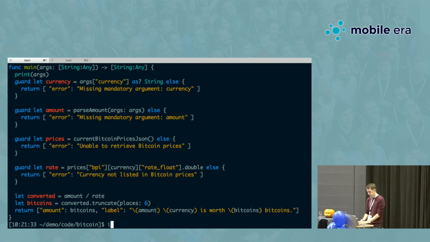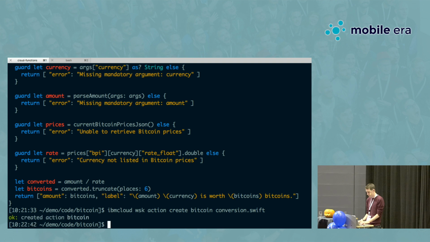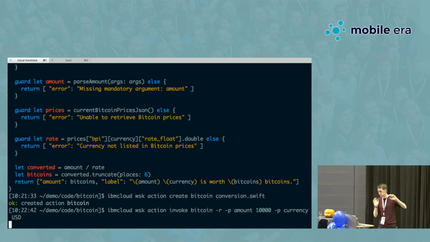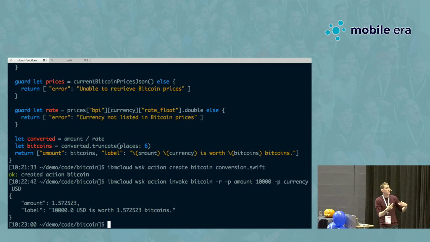So since I've already written the code, I can just say, okay, IBM Cloud wsk action create. We'll call it bitcoin and give it the path to the file, conversion.swift. And then I can test it out. So I can say, okay, invoke bitcoin. And I need to give it some parameters. I need to give it an amount. Let's do 10,000, currency, just do dollars. And so what should happen is it should run the code, talk to that API, retrieve the amount of Bitcoin, and then tell me that 10,000 US dollars is like 1.57 Bitcoins.